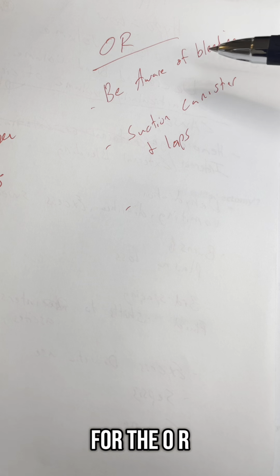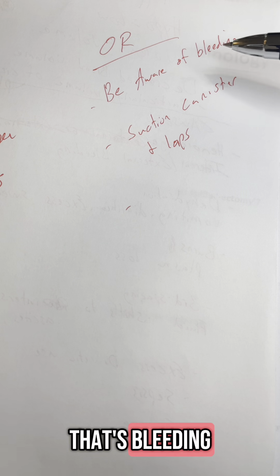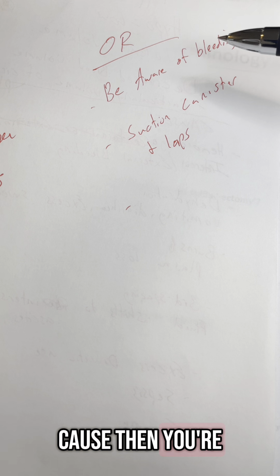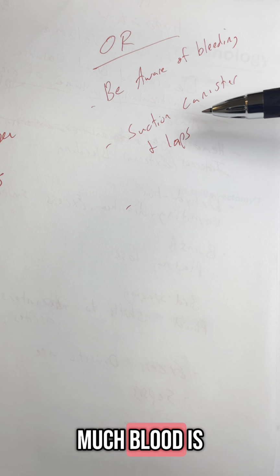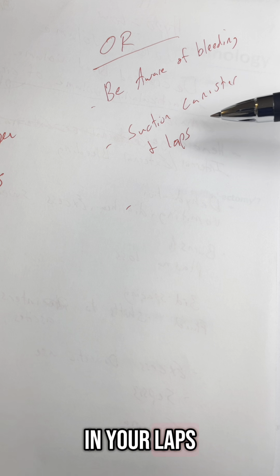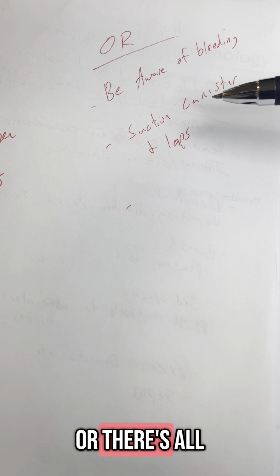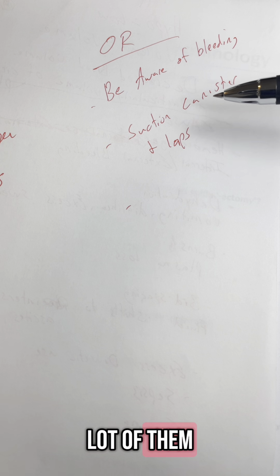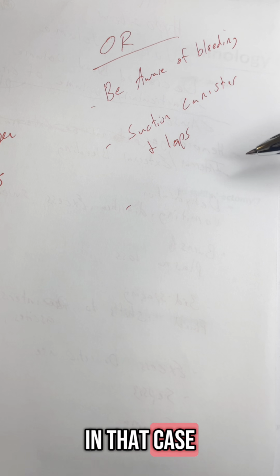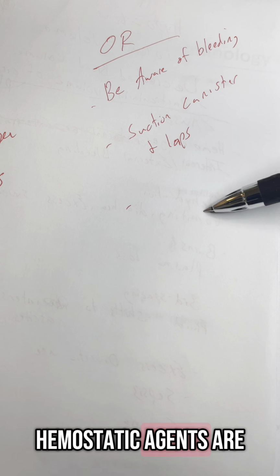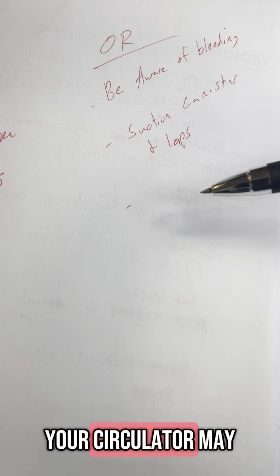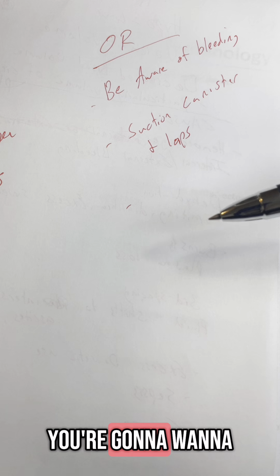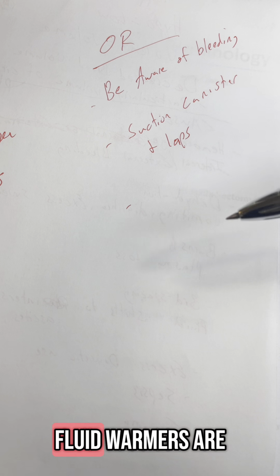So what does this mean for the OR? You want to be aware of anything that's bleeding or if you've had a lot of blood loss, because then you're going to have a low blood volume. Pay attention to how much blood is in your suction canister and your laps. If you've suctioned up a lot of blood, or your laps are soaking wet and you've got a lot of them, you may have lost a lot of blood. In that case, you want to know where your hemostatic agents, vascular clamps, suction, cautery, sponges, etc. are. Your circulator may start giving blood. You want to know where your blood and fluid warmers are.